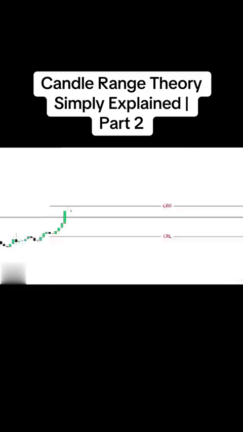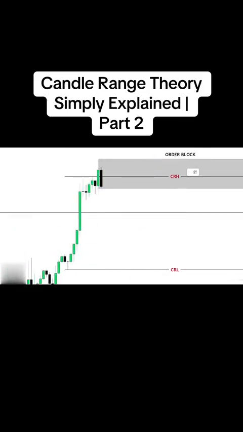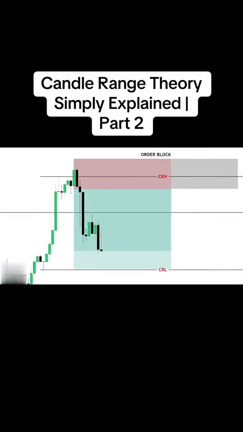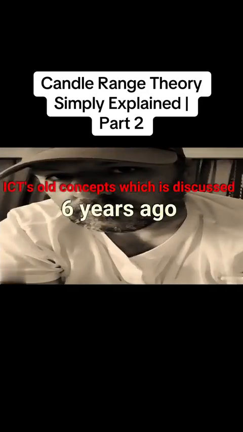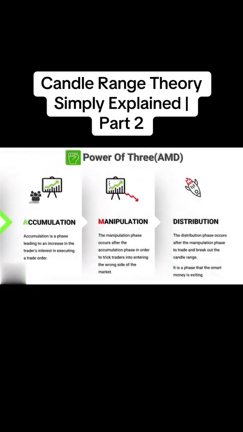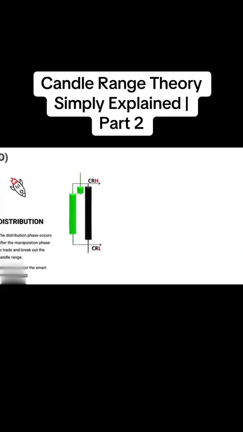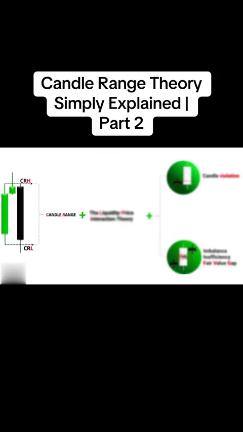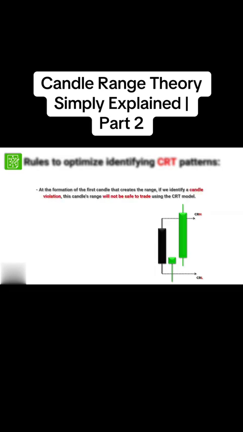In order to develop a high-probability trading strategy with a lower risk-to-reward ratio, we started research on ICT's old concepts, such as time and price theory, as well as AMD's power of three principles, first discussed by ICT 6 years ago. Our research resulted in 3 rules and 1 theory that you need to apply in your candle range trading plans. For example, if the first candle forming the range experiences a violation, it won't be safe to trade using the CRT model until it meets our conditions.